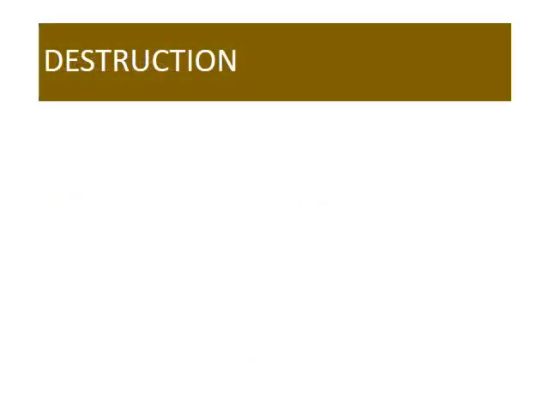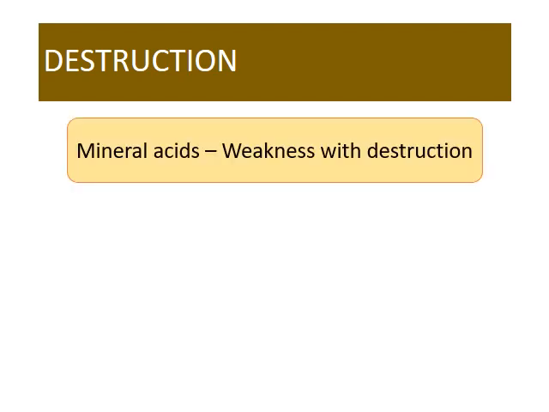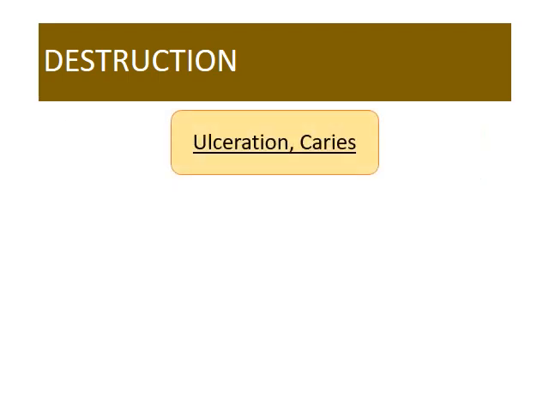Now, the next important feature of acids is, of course, the destructive tendency. This is mainly found in the mineral acids, right? So this is a point which you can keep in mind. The mineral acids, the nitric acid, muriatic acid, sulfuric acid, phosphoric acid, etc., have weakness with destruction. The organic acids, on the other hand, have an equal amount of weakness, but not so much of destructive or ulcerative properties, right?